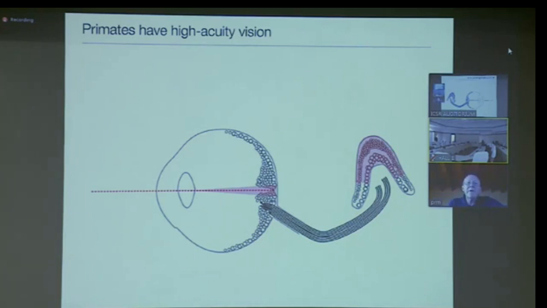The topography of the retina is preserved. Neighboring cells here get their input from neighboring parts of visual space, so there is a map, but it is a distorted map. It doesn't faithfully represent the retinal visual field. It rather represents the neural visual field.